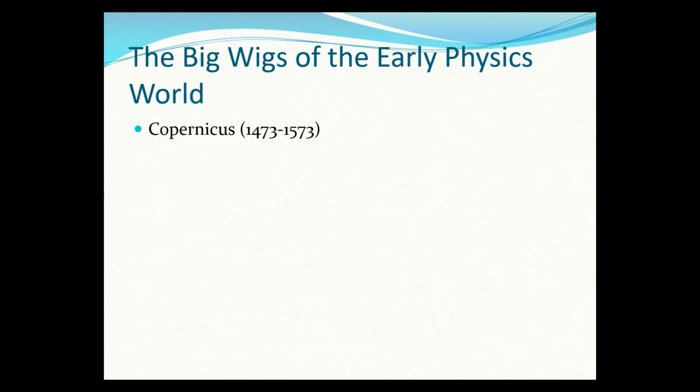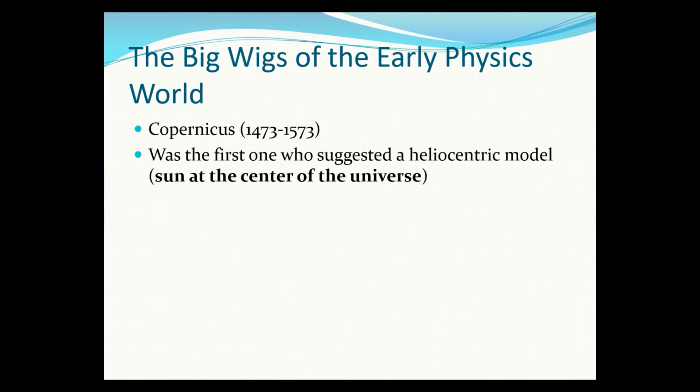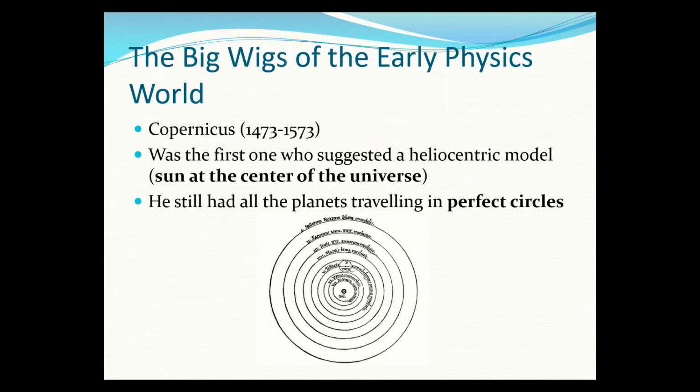But the next one that we're going to talk about was Copernicus. So Copernicus was the first person who suggested a heliocentric model where the sun was at the center of the universe. He still followed those other rules, things traveling in perfect circles.